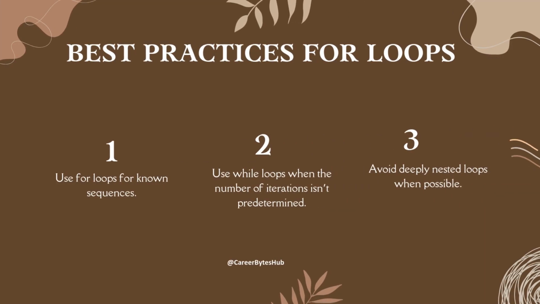When working with loops, use for loops when iterating over known sequences and while loops for conditions where the number of iterations isn't predetermined. Avoid deeply nested loops to keep your code clean and readable, and add comments to clarify your logic.